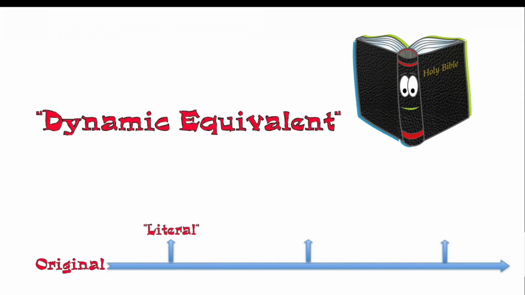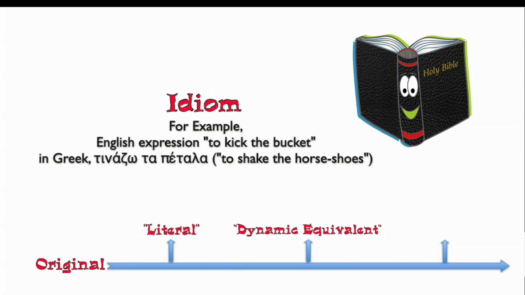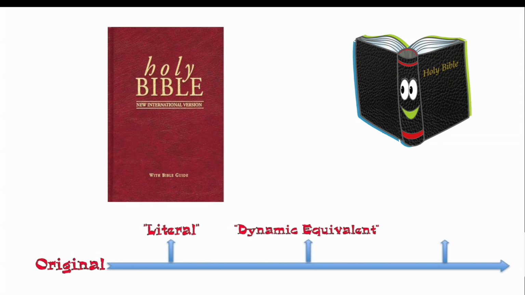Second, you can use a dynamic equivalent approach, which is more like a thought-for-thought translation. Sometimes the original text uses an idiom or expression that would not make sense if translated literally into English. So the translator might use an English expression that means roughly the same thing. This is the approach of the New International Version.